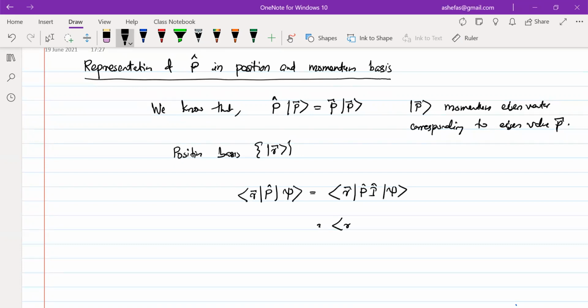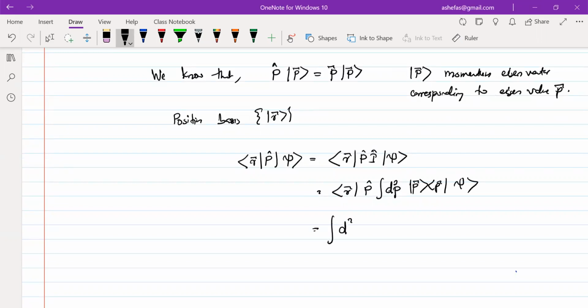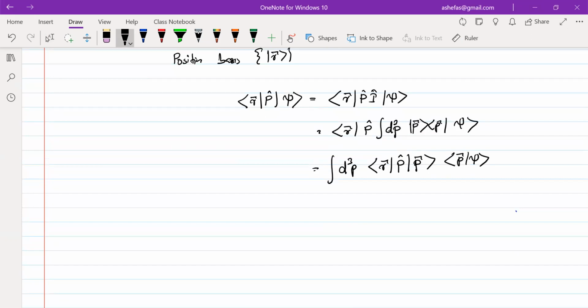Okay, now this identity operator can be expanded in terms of the momentum basis using the completeness relation of momentum basis. So it can be written as integral d³p, the outer product |p><p|, times psi. Now this integration can be taken outside, integral d³p, and we'll have inner product <r|P|p> times <p|psi>. Now what would be this inner product?